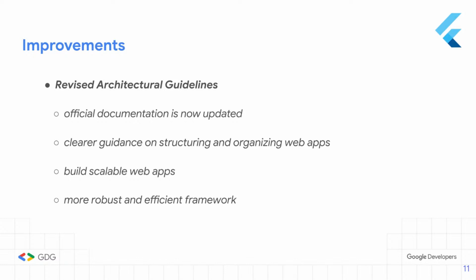I would definitely recommend you to check out the official documentation because it is a clear guideline on what type of architecture you should be using and what architecture will help you build scalable applications. And there is also clear guidance on how you can structure and organize web apps. Now, if you're somebody who has just started with Flutter, this can be a little overwhelming, but again, give it a read and you will get an idea of how important architecture is to build scalable applications. When you build an app with a better architecture, it becomes more robust, and Flutter in general is a more robust and efficient framework also because of the improvements that have been made.